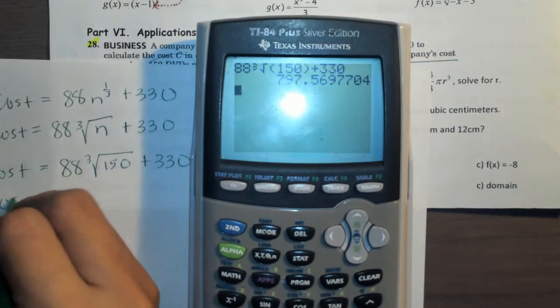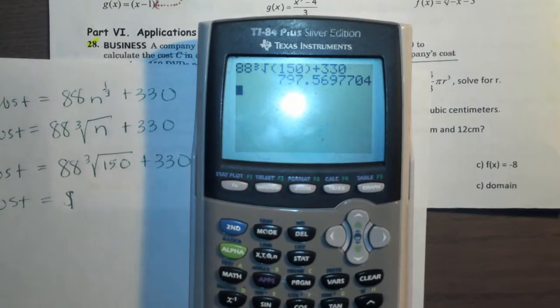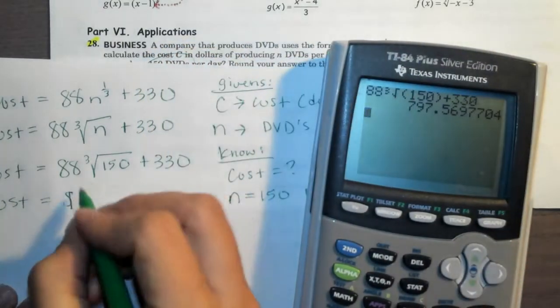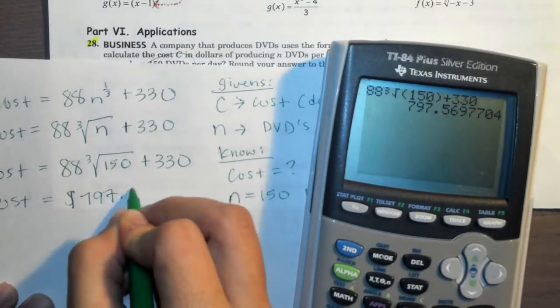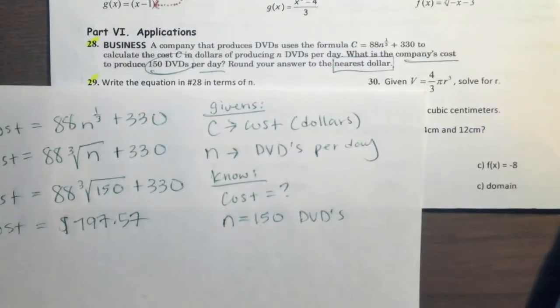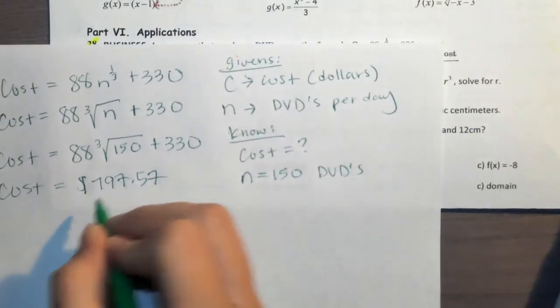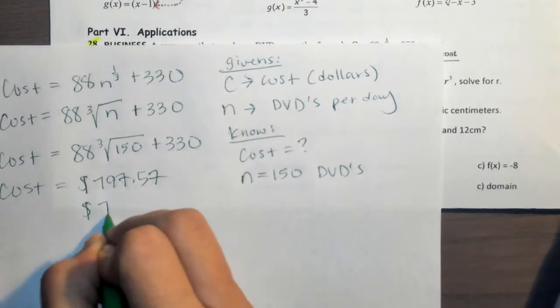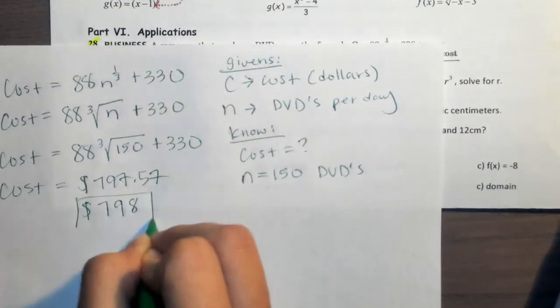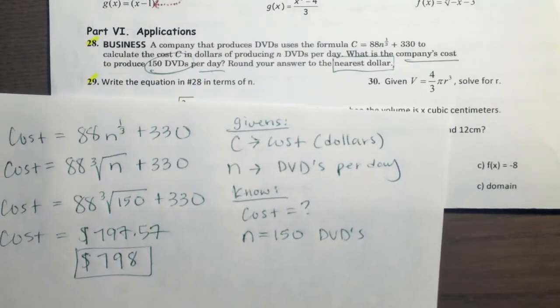So my cost is $797.57. And they want us to round to the nearest whole dollar. So this would be $798 would be the cost.